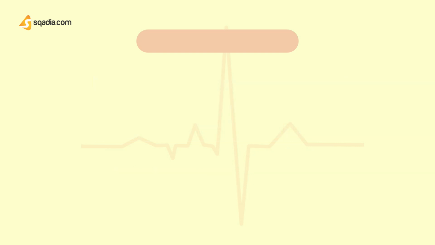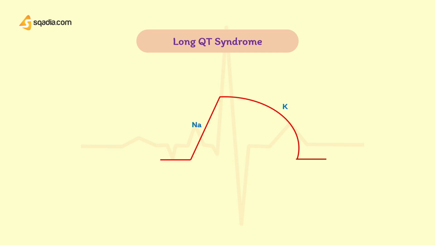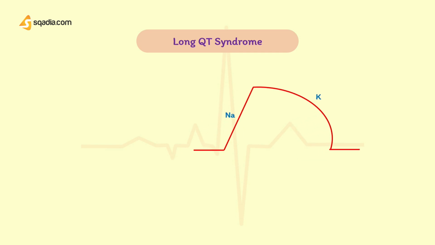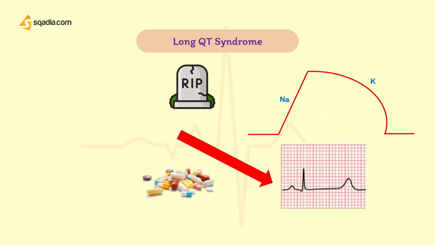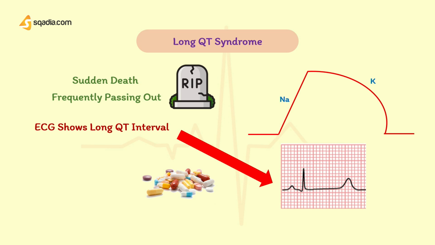Long QT syndrome is a rare genetic disorder in which abnormal potassium-sodium channels in the action potential of a myocyte elongate and create a long QT interval. In this condition, there is usually a family history of sudden death or a young patient that frequently keeps passing out because of the Torsades de Pointes, and the ECG shows long QT intervals.